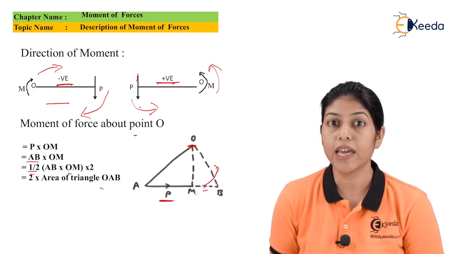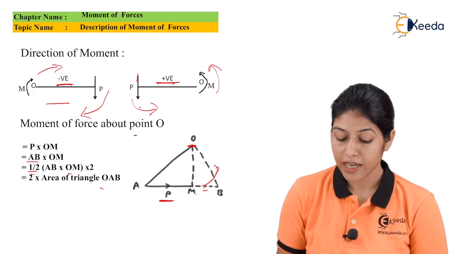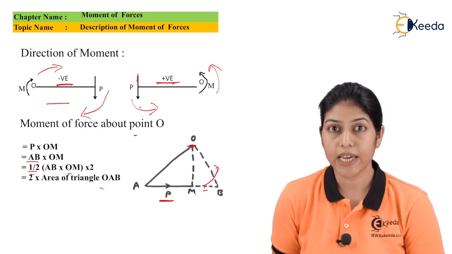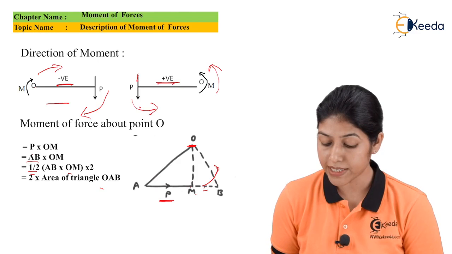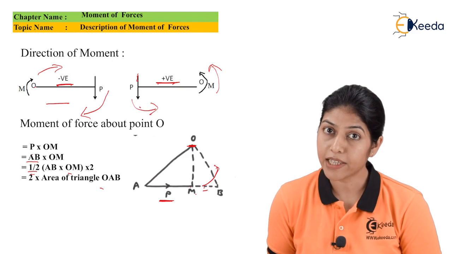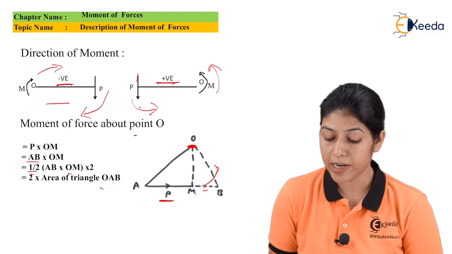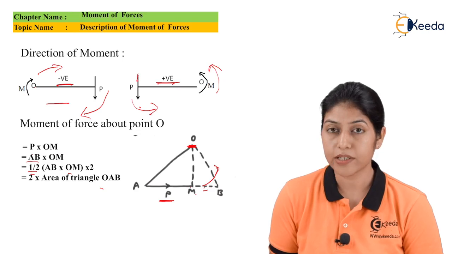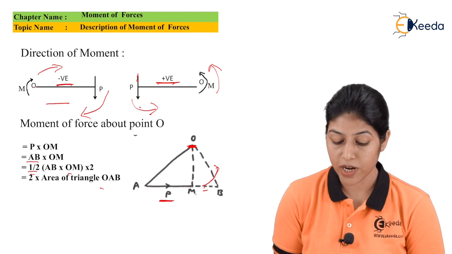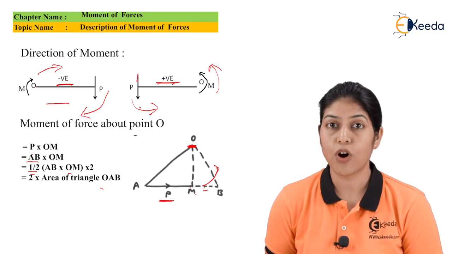So we can define the moment of force with this concept of triangle: the moment of force about point O is equal to twice the area of the triangle which has base AB equivalent to the force applied on the body, and the moment center is represented as the vertex of the triangle. So the area of this triangle multiplied by 2 will represent the moment of force about point O. So this is the concept of moment.